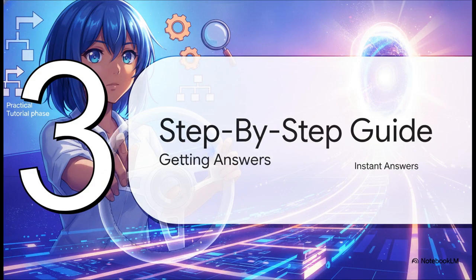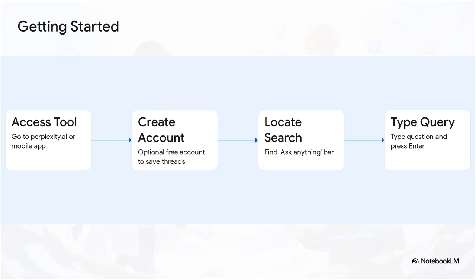Section 3. Your step-by-step guide, taking action, and getting answers. Getting started is incredibly intuitive. First, just head over to perplexity.ai in your browser, or grab the mobile app on iOS or Android. Second, you can create a free account. You don't have to, but if you do, it saves all your search history and threads, which I highly recommend for keeping your research organized.